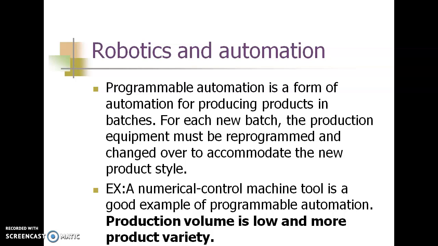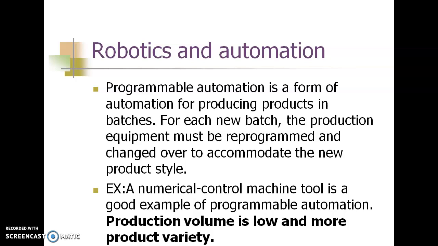So, in this case, for every new batch, the production equipment must be reprogrammed and changed over to accommodate the new product style. You can change the product configuration. What you have to do is modify the programs to accommodate the new product. The only thing is, there is a change in the program to accommodate the new product. So, that's why it's called programmable automation.